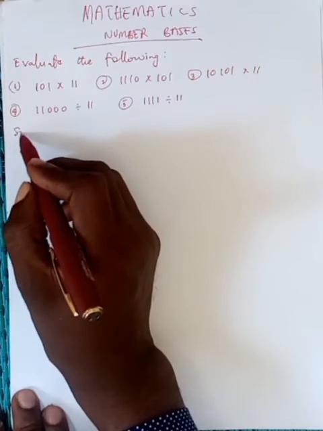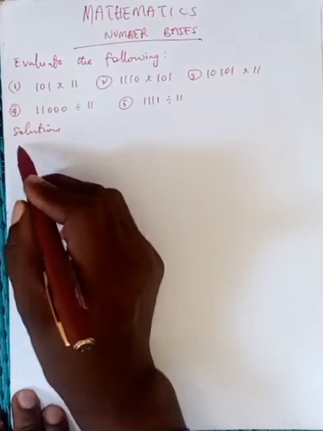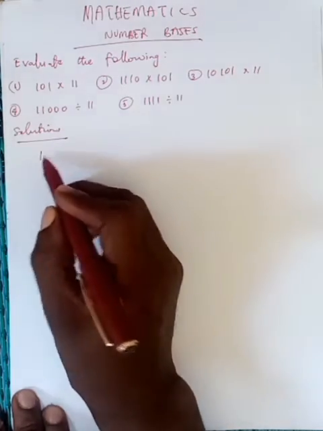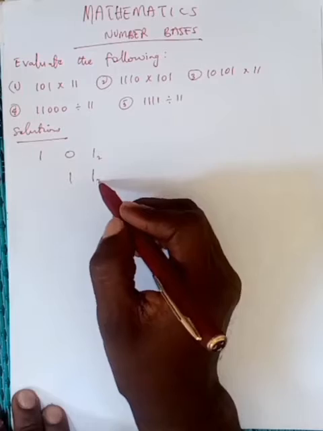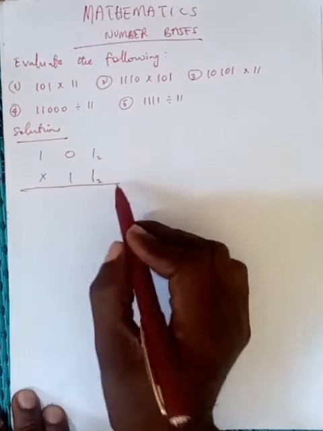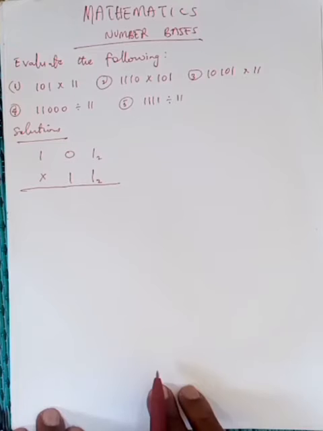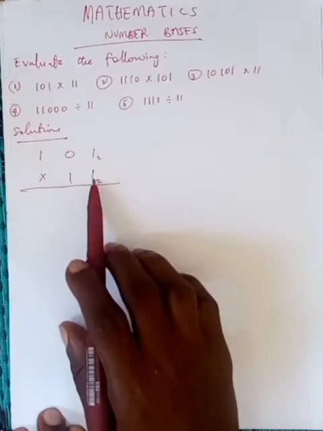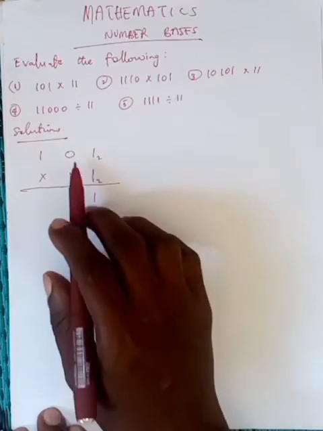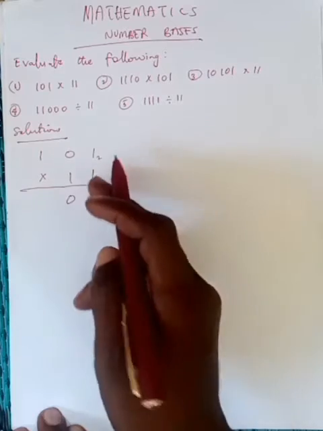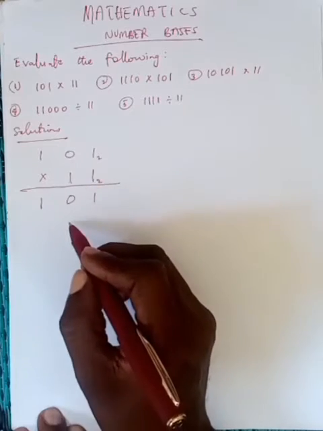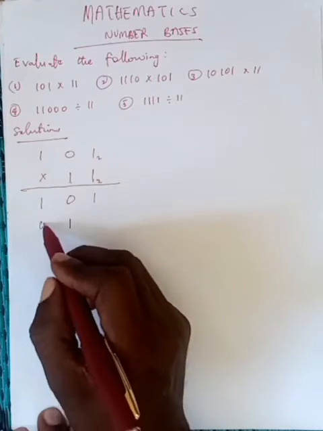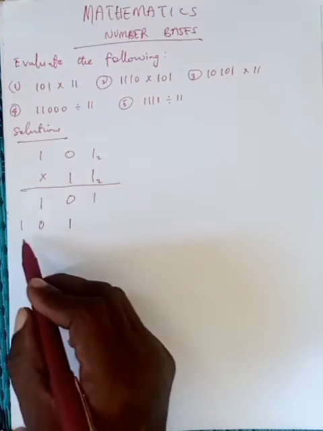So in number 1, we have 101 multiplied by 11. We can see everything here is in base 2. So doing this is normal multiplication, just like we multiply normal numbers. So 1 times 1 here gives 1. 1 times 0 here gives 0. 1 times 1 here gives what? 1. So the second level, 1 times 1 here gives 1. 1 times 0 here gives 0, and 1 times 1 here gives 1.